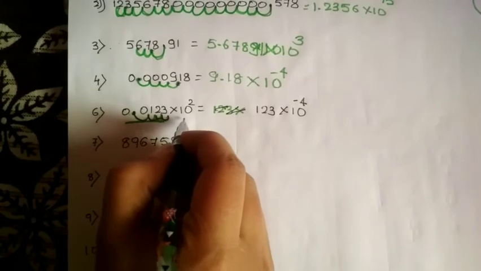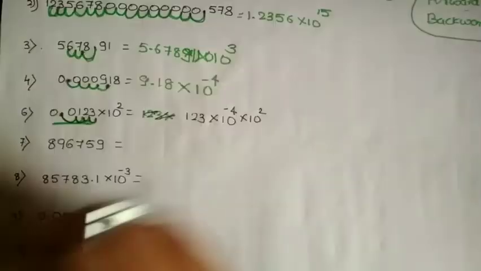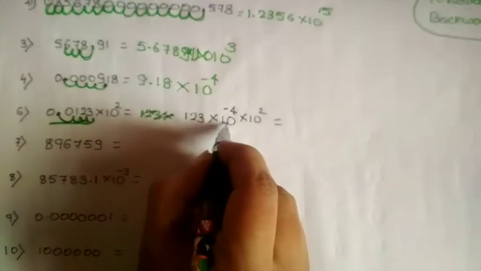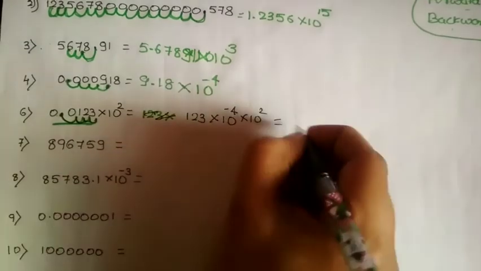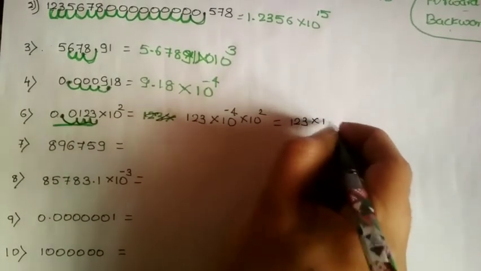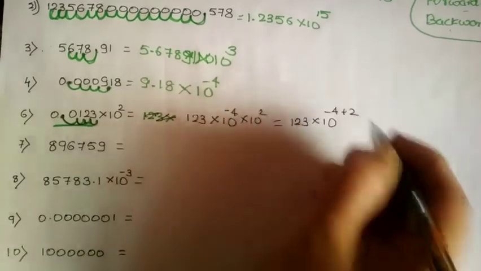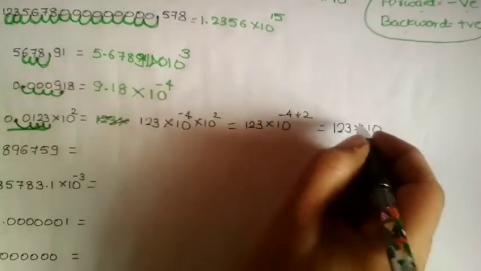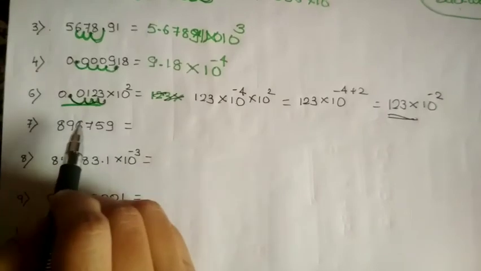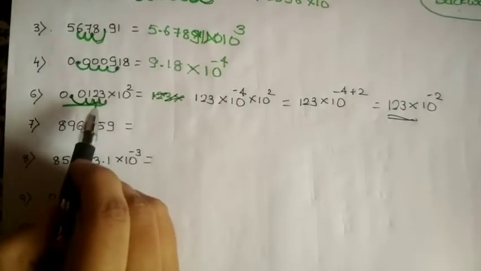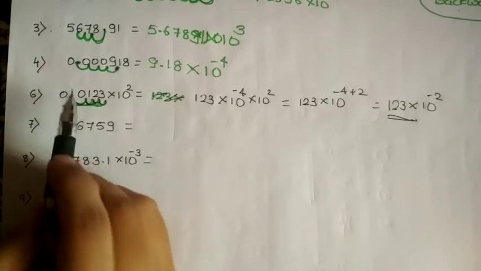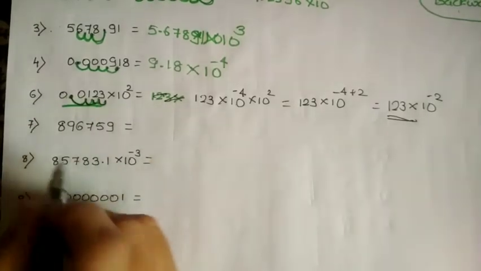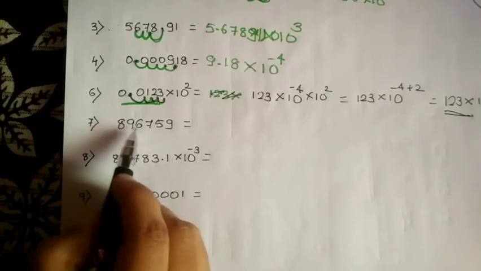And already I have 10 to the power of 2 here, dear students. So I can simplify, as I have learnt in maths: when the bases are the same, powers can be added. So 123 you can write as it is, and 10 to the power of minus 4 plus 2. So it will become what, dear students? 123 into 10 to the power of minus 4 plus 2, which is minus 2. See, the simple concept is that wherever you put the decimal point, however many places you have moved, that much power you should raise. That's it. And similarly here you can go through 8 9 6 7 5 9.